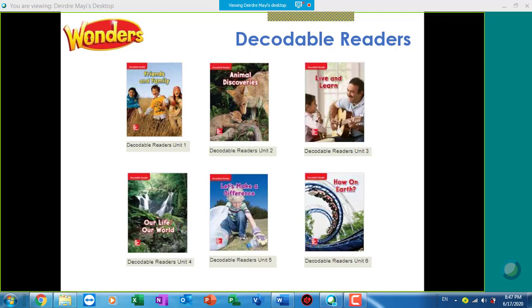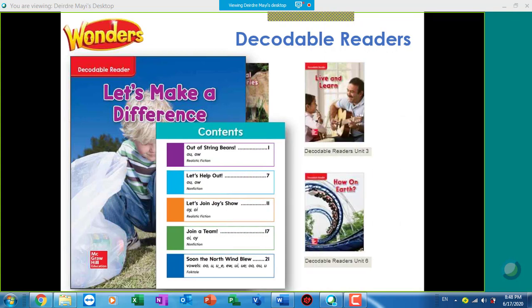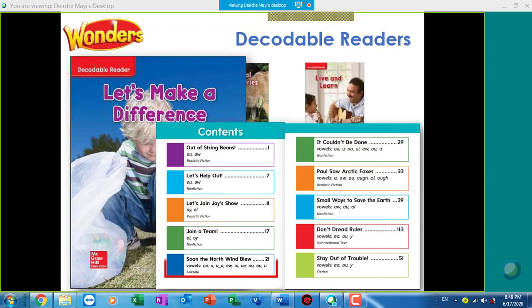So these are unitized. If we go specifically to Unit 5, which is the unit that we've been focusing on, it's called Let's Make a Difference, because everything in Unit 5 is about good deeds and being a good citizen. As your students open up the decodable readers, they will see that there are 2 selections for each week. Remember, the students are focusing on variant vowels this particular week. We have the story, Soon the North Wind Blew.